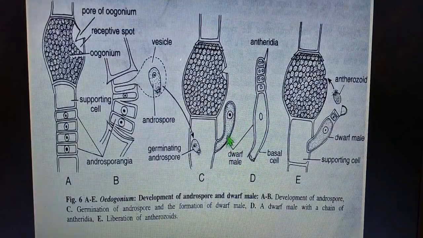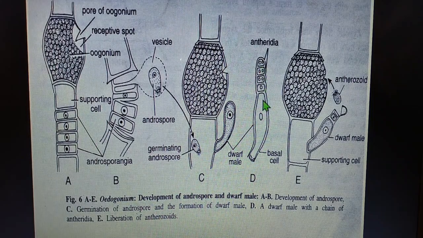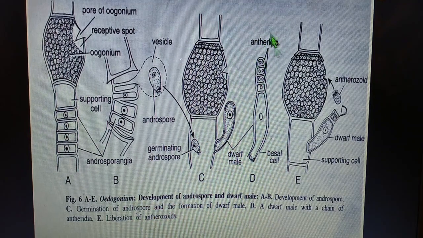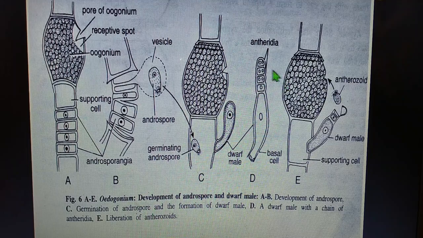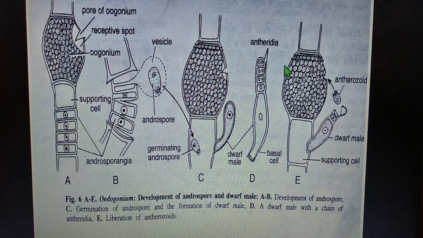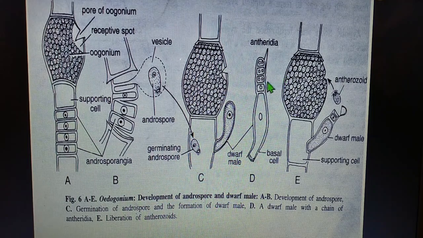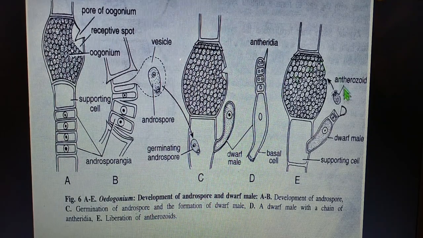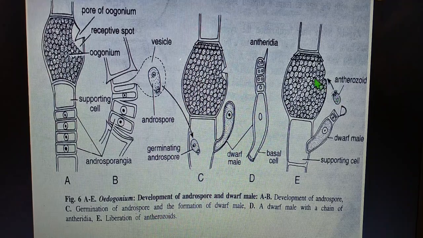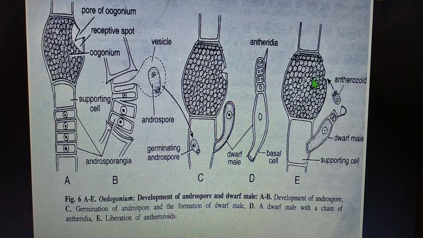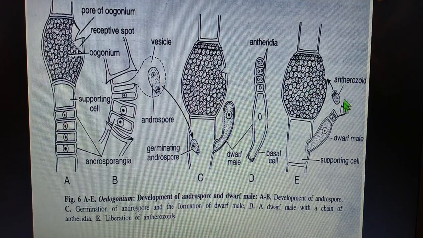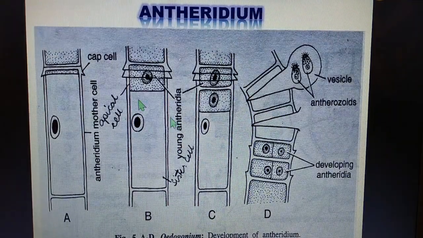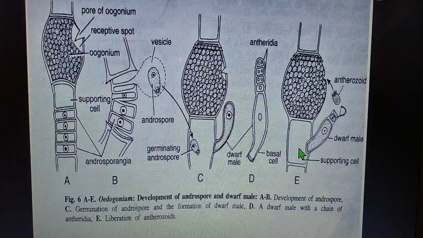So same thing in Macrandrus: after the formation of the dwarf male, it consists of the basal cell, the holdfast, and two or more antheridia, and each antheridium will give rise to two antherozoids, which are similar in structure to those produced by the Macrandrus species. Later on we will study how the antherozoid comes in contact with the oogonial mother cell, with the egg, and fertilization will occur. So this is how the antheridium developed in the case of Macrandrus and Nanandrus species.